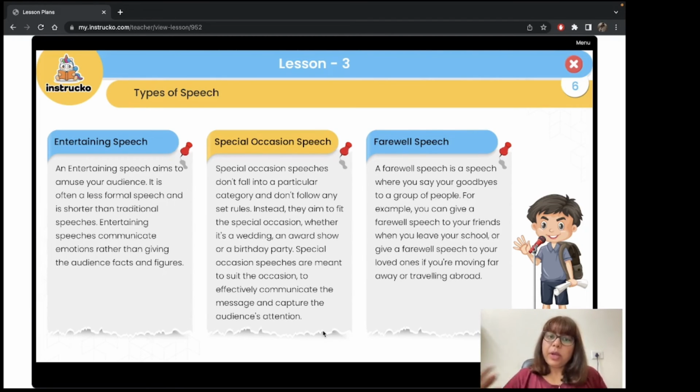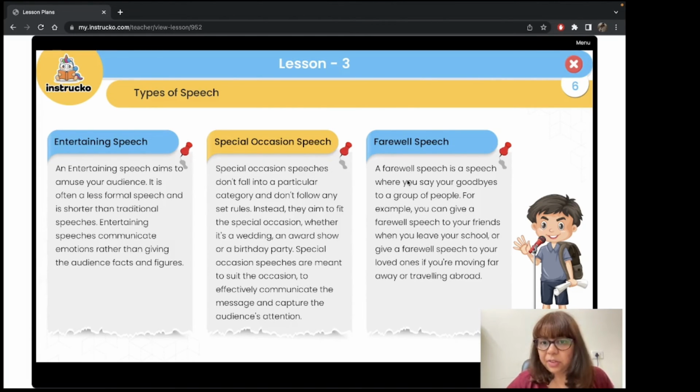Or, you can go ahead and prepare your speech. It will be a special occasion speech then, where you go up and tell your audience, maybe, create a PowerPoint presentation and show it to your audience and tell them about your parents' beautiful journey of 25 years together.